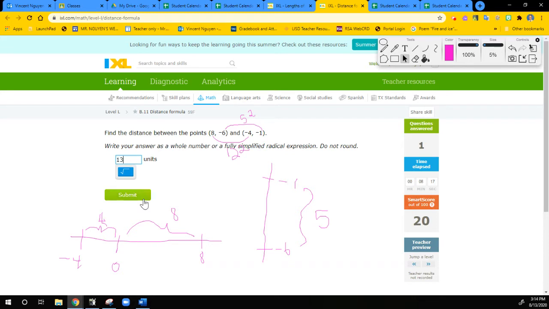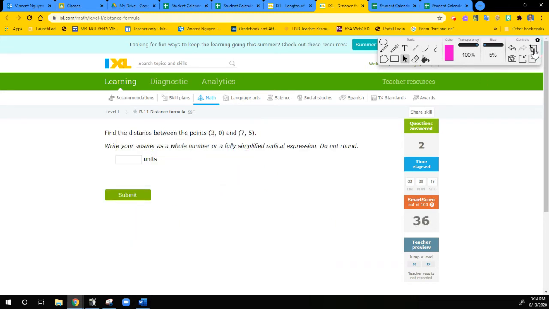13? Yes. Submit. All right, delete all that. Let's do this one more time. I'm going to do my y square, my x square. Doesn't matter which one you do first, just make sure you keep them in the right place: x to x, y to y.